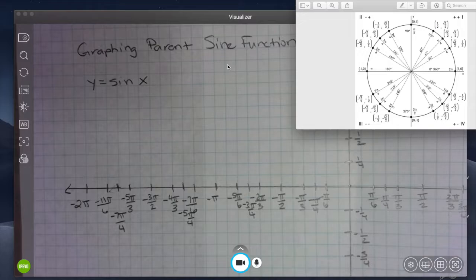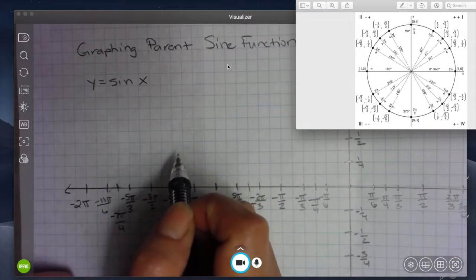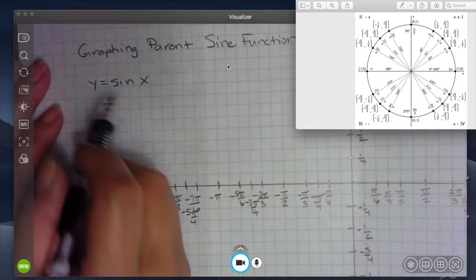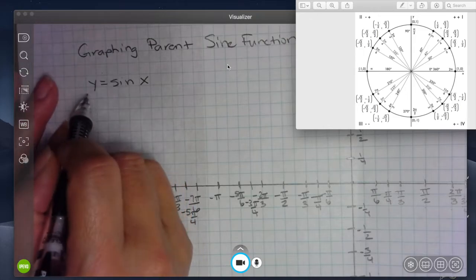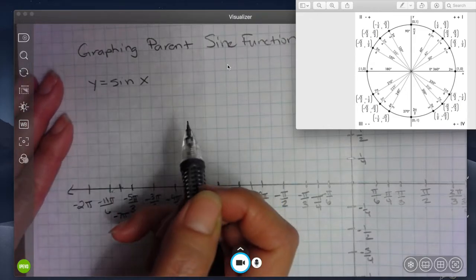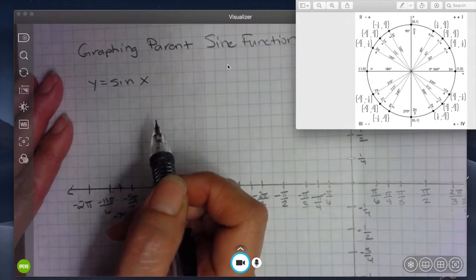Today we're going to graph the parent sine function. So in your book, you're going to see it's going to say y equals sine of x. And just like all the other functions you've learned, there's always a parent function. Okay, so I want to review a few things with you.